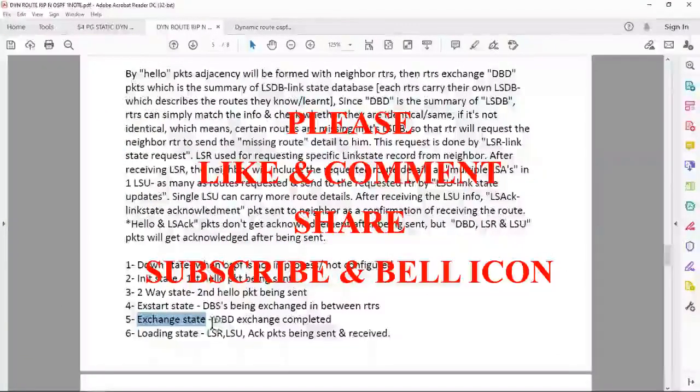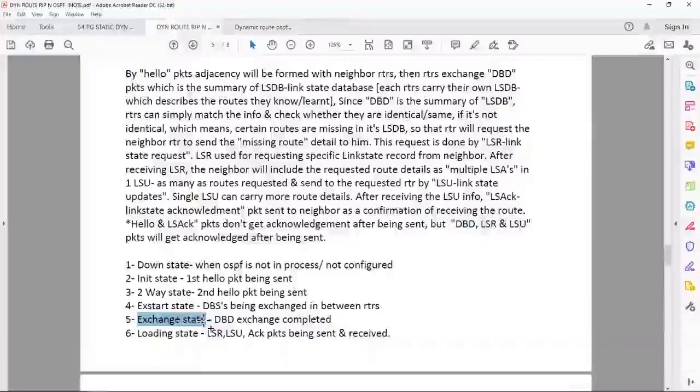After the completion, let's say for example, one router figures out what the missing routes are, right? Missing networks, unknown networks or remote networks, whatever you can call them. It is going to request the particular route for the missing network. So what's happening here is, it is in the loading state. There are certain packets: LSR, LSU and LSACK. LSR is link state request, LSU is link state update, LSACK is link state acknowledgement.